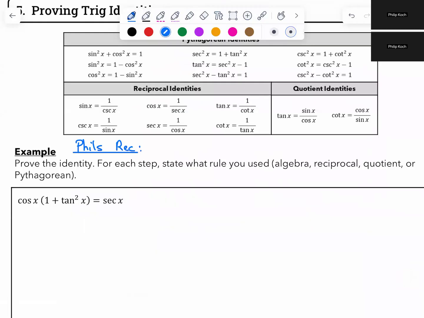That's not actually a recommendation. I'm suggesting you start with the more complicated side.